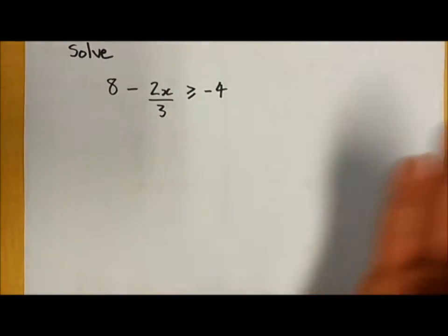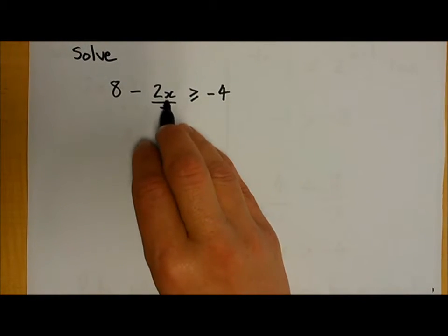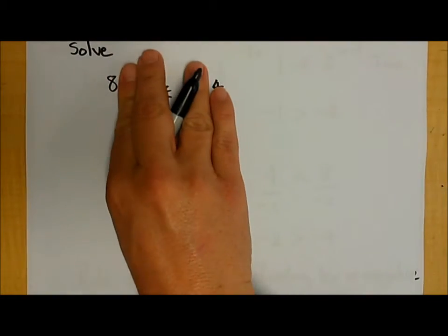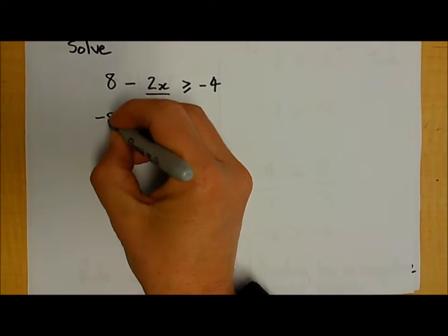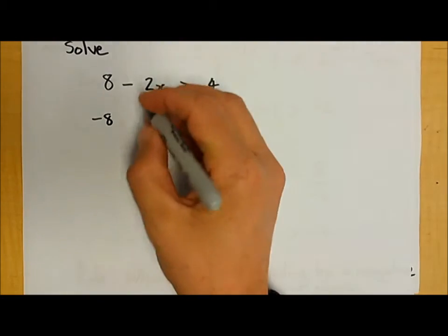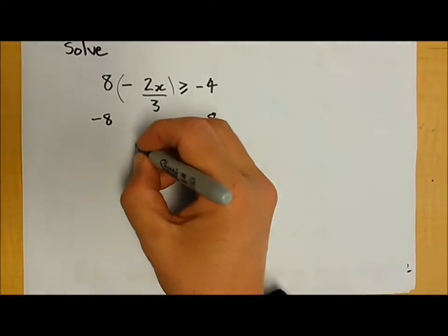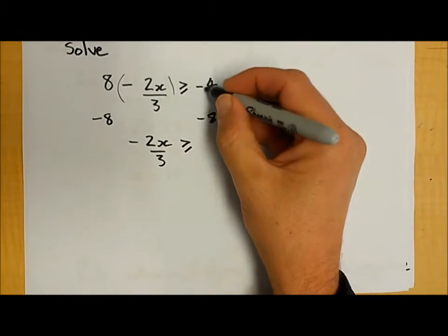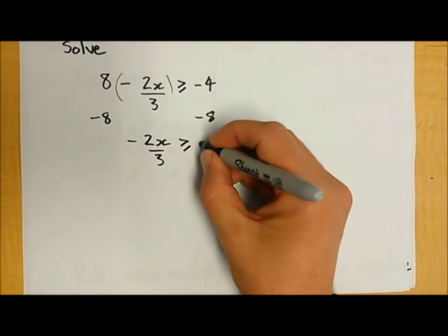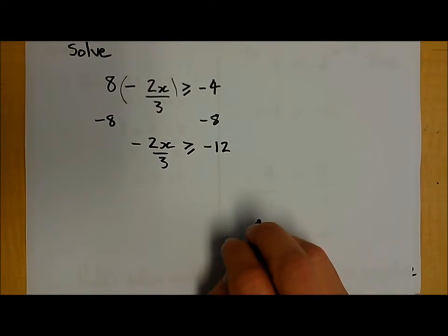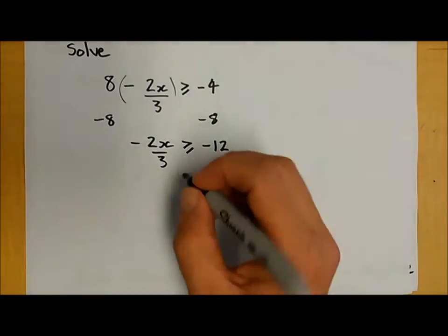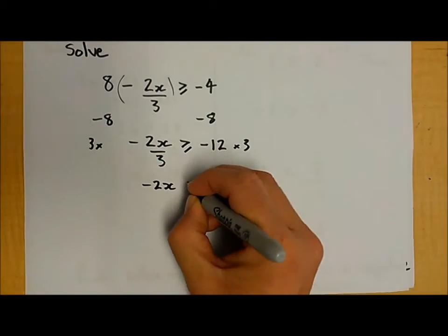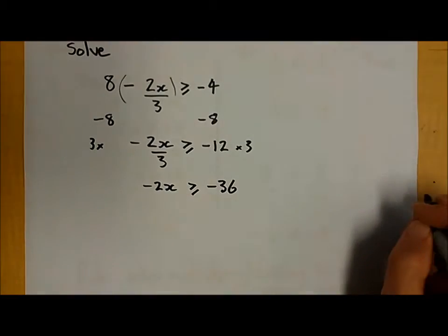So we've got a little bit more complex, a few more steps involved. As usual, we want to get x on its own. We're going to remove this 8, so I'll subtract 8. The 8 itself is positive, so inverse operation, subtract 8. Making sure I keep that all there, negative 2x on 3 is greater than or equal to negative 4, take away 8, be careful with this one, negative 12. From there, let's multiply both sides by 3, so times 3 and times 3, get negative 2x is greater than or equal to negative 36.